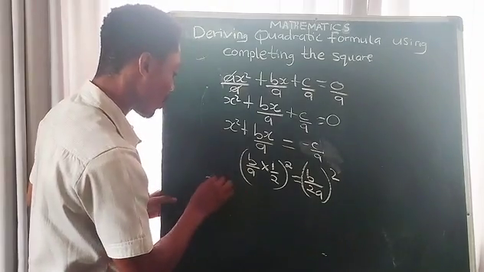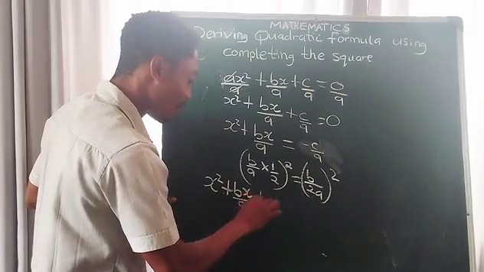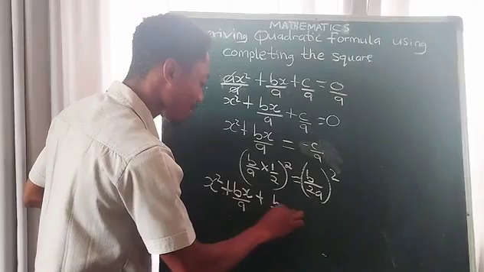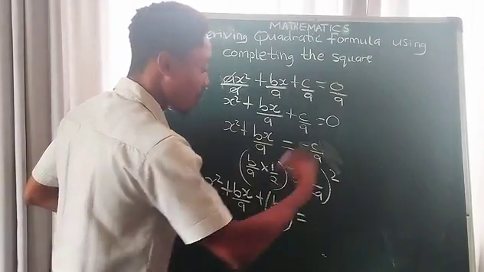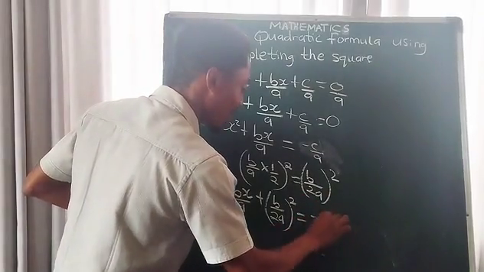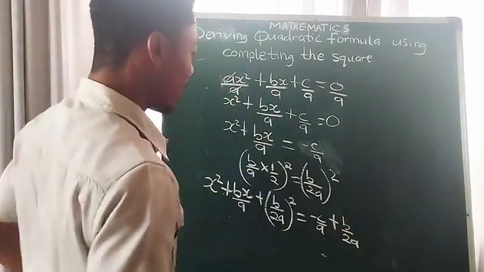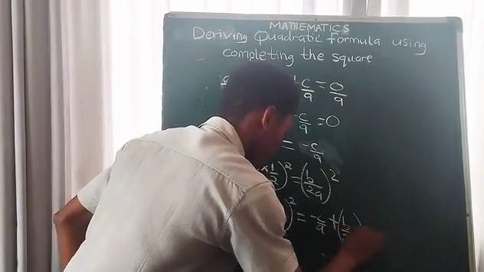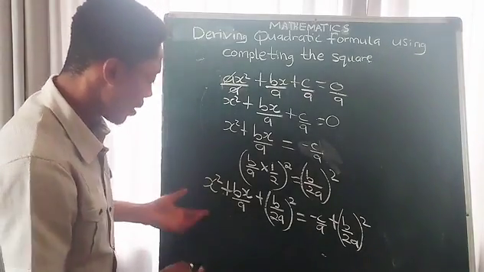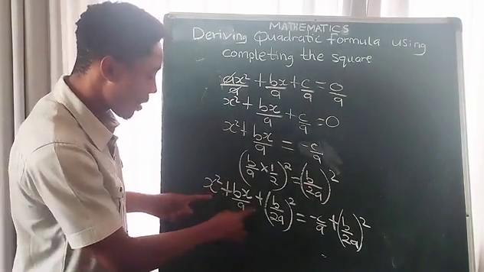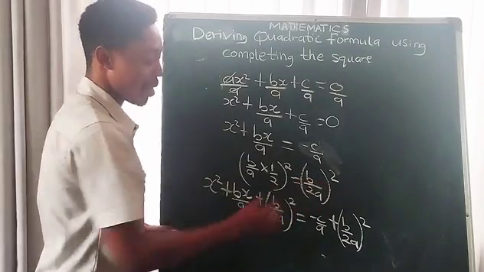So this will now become x squared plus bx all over a plus b all over 2a all squared equals minus c all over a plus b all over 2a all squared. From this point, you can see that the left hand side has now become a perfect square by adding that result.